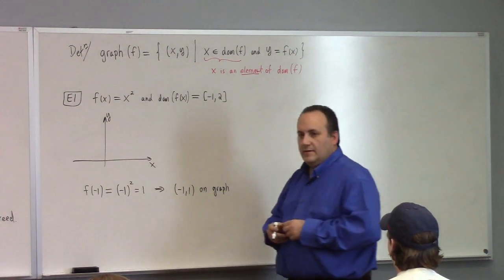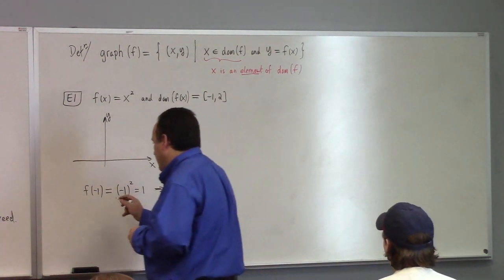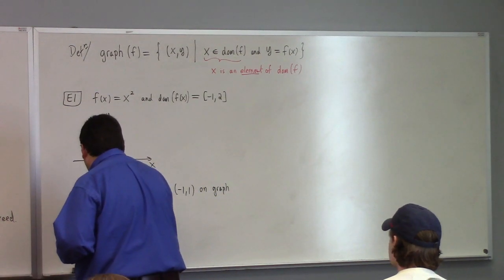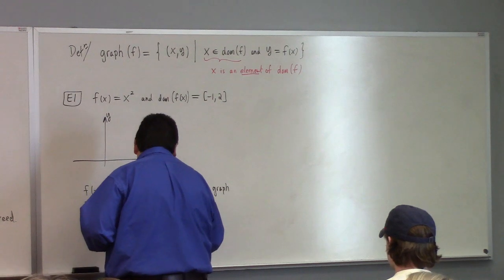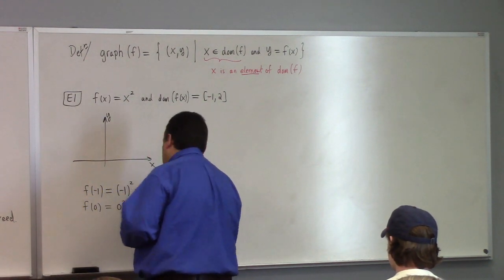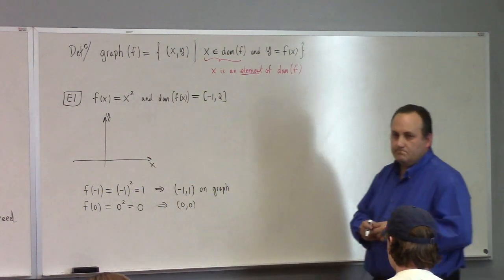Right? Let's do a few more of these. How about f of 0? What's f of 0 equal to? Well, 0 squared, also known as 0, right? So that tells me that the origin is part of my graph.